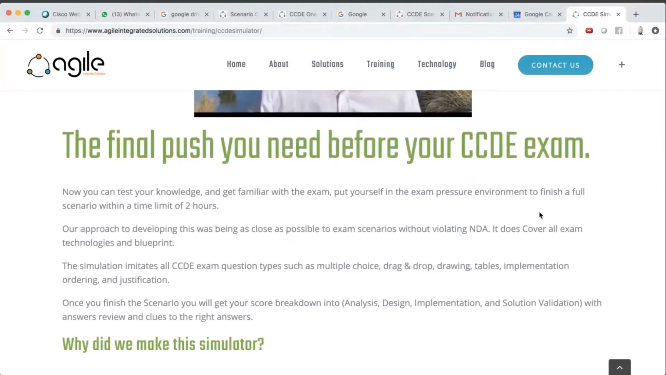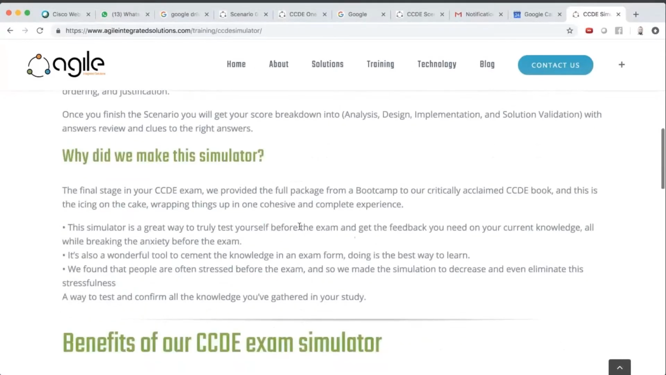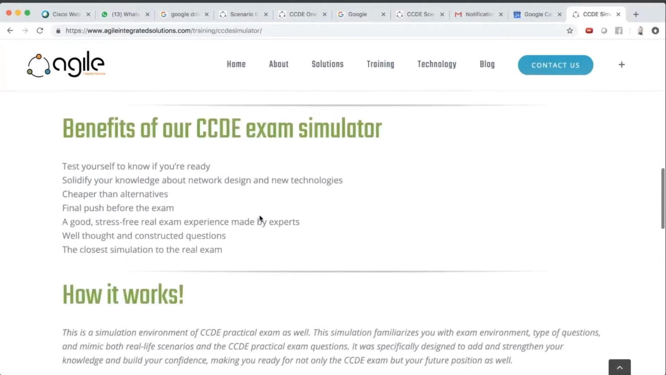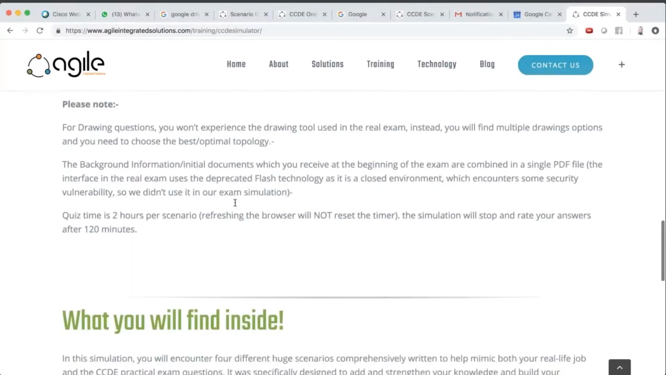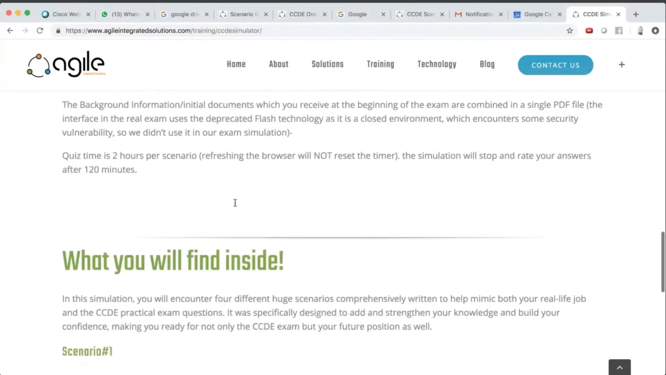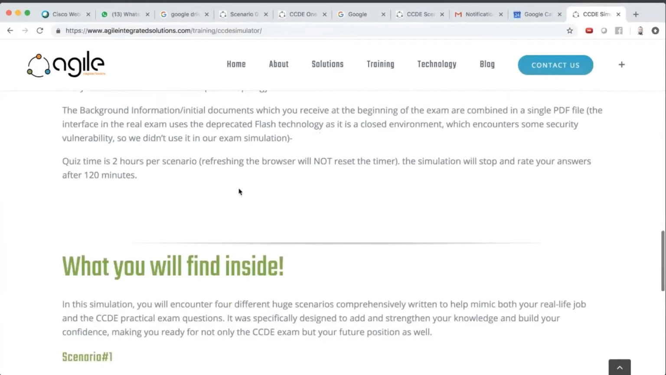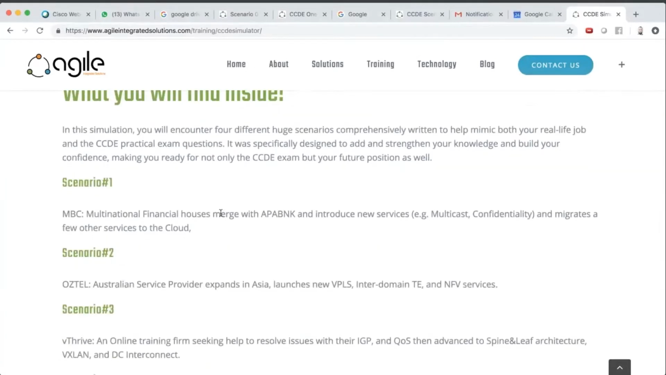Yes. Then why did we think about the simulator? It's like a final push, and how it will be beneficial for you to get the exam experience in environment, in level of pressure, and so on, challenging. And here is how it works. It includes all the kinds of questions except the drawing questions. Maybe we will put it in version 2. And currently it has 4 scenarios.